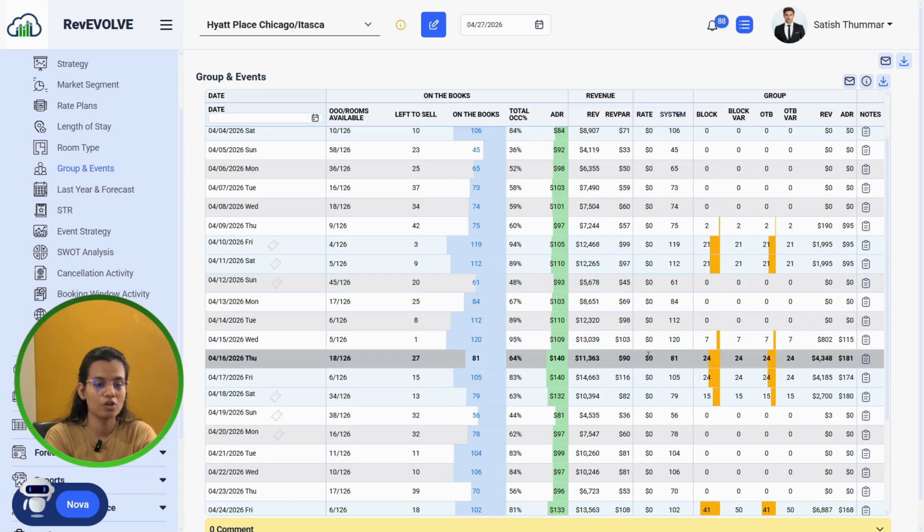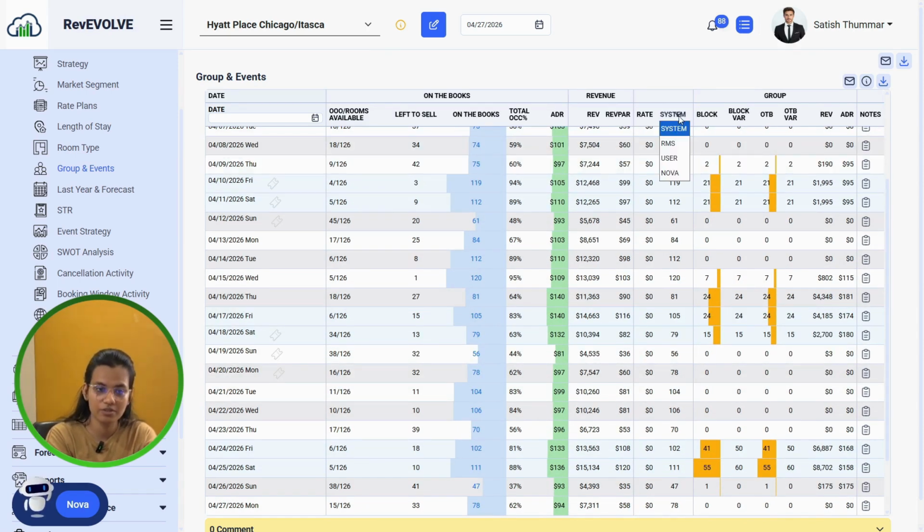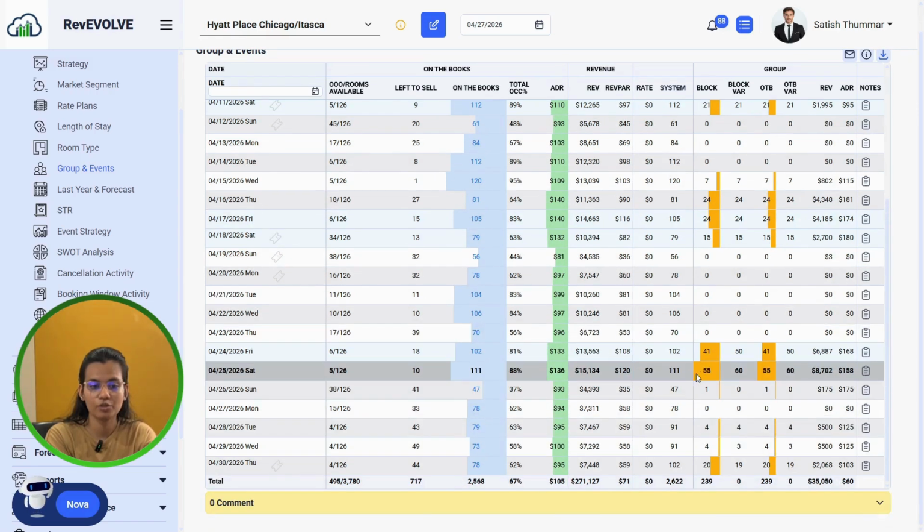Then we have all the revenue, we have the rate, we have a forecast over here. You can select it. Also, we have all the group bookings, showing how much group we are booked for which day and for which week.